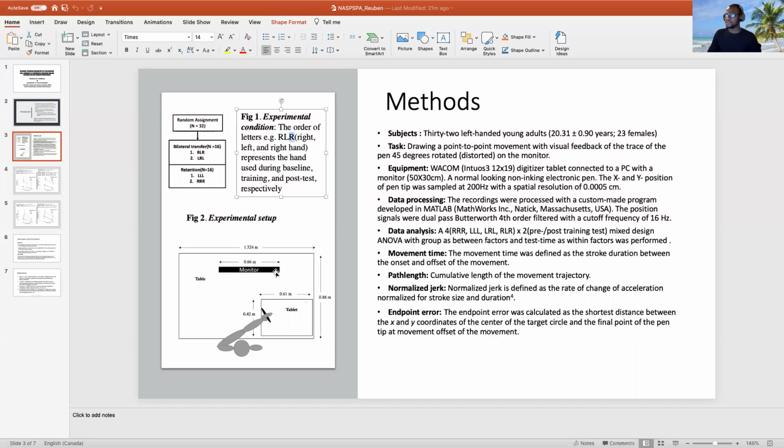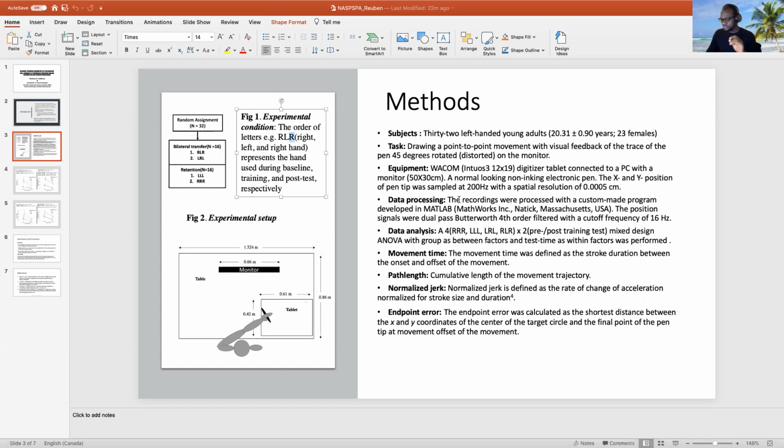The figure below shows the experimental setup. You can see on the table we have the digitizer tablet connected to a monitor for visual feedback. We also gave them a non-inking pen for drawing on the tablet. The task involved drawing a point-to-point movement with visual feedback of a trace of the pen, which was 45 degrees rotated on the monitor. So the movement trajectory was rotated, with a 45-degree angle rotation for visual feedback on the monitor.